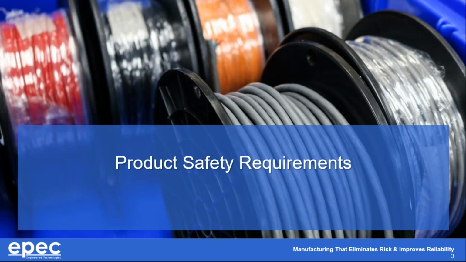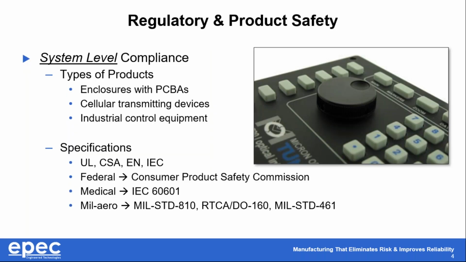First, product safety requirements. So, in terms of regulatory and product safety requirements, it's important to note that there's both system-level compliance and component-level compliance. What we mean by system-level compliance is more specific to the types of products. These types of products are typically energized, complete enclosure with a circuit board. Some of these have embedded firmware, logic, and even cellular transmission devices. But overall, these are standalone units, typically box builds, something that's a complete design that a user can plug into a wall, turn on, and use accordingly.